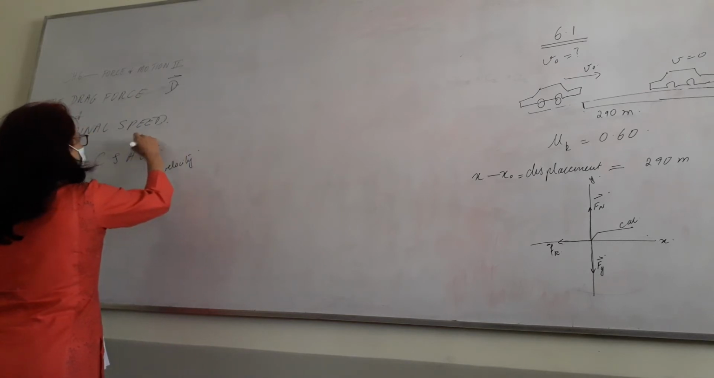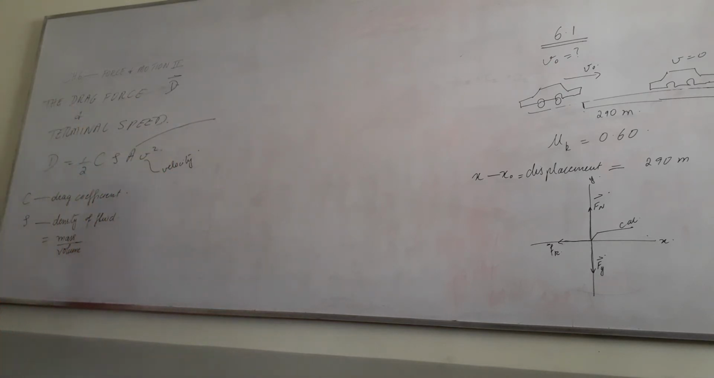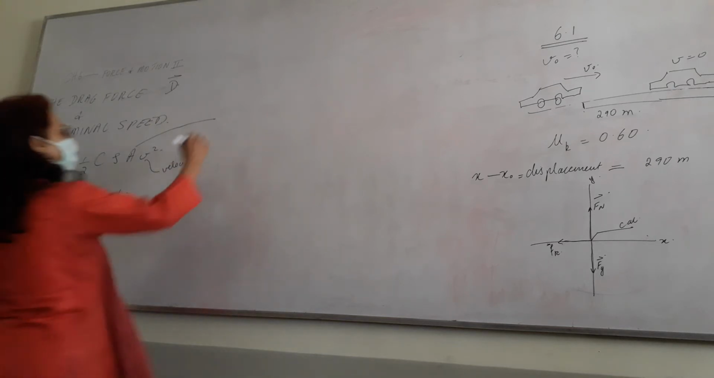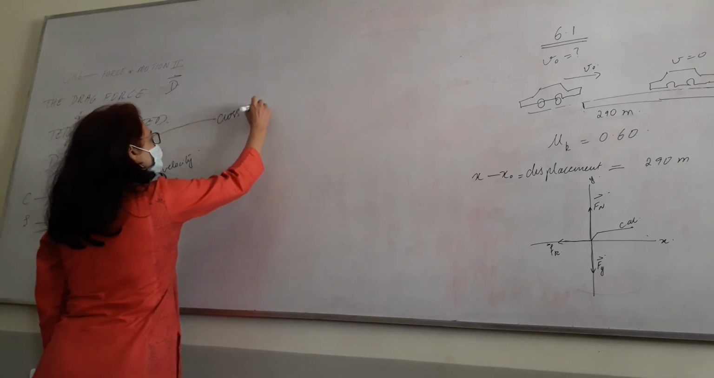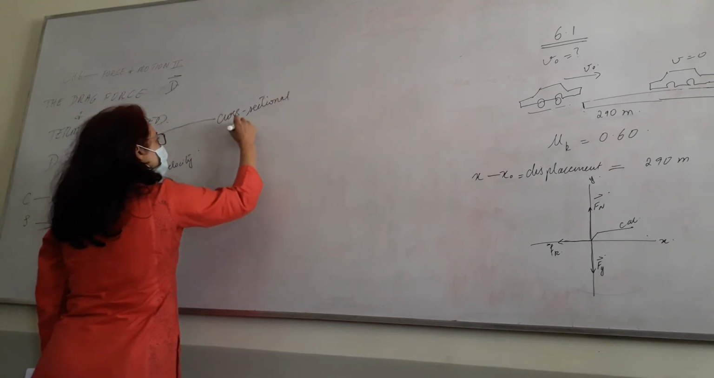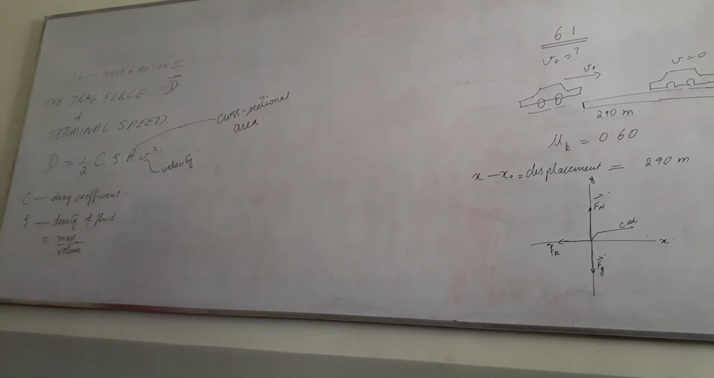What is A? A is called cross sectional area. Very good. Okay, cross sectional area. Can you, Cheryl, define what is cross sectional area? Can you explain this? Why are we not just calling it area? Why cross sectional area? The surface that is perpendicular to your motion, it is that area, okay.